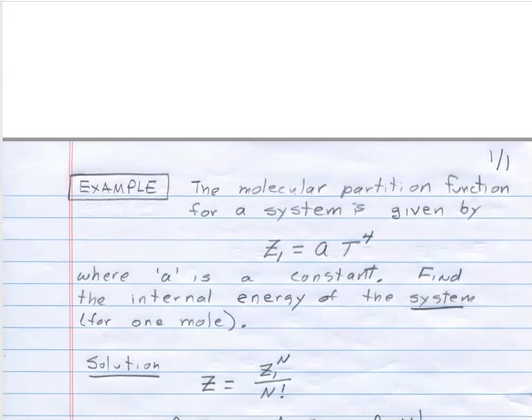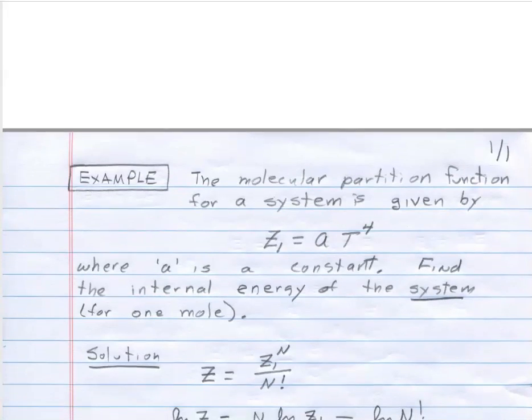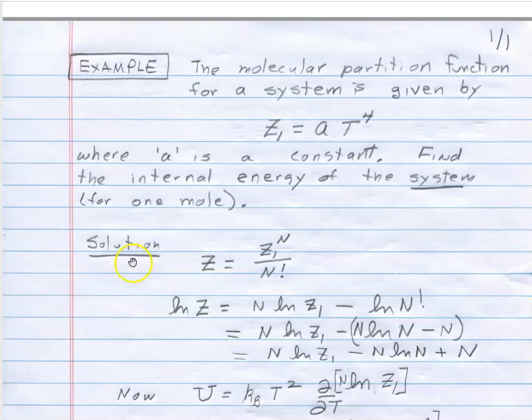And just a good point to remember, the partition function for the system is the molecular partition function, z1 to the n, divided by n factorial. If you take the natural log of both sides, then the natural log of z1 to the n is just n natural log z1, minus the natural log of n factorial.